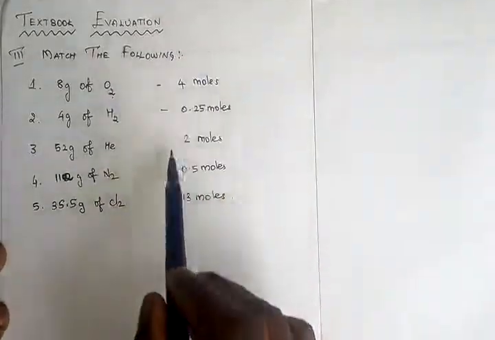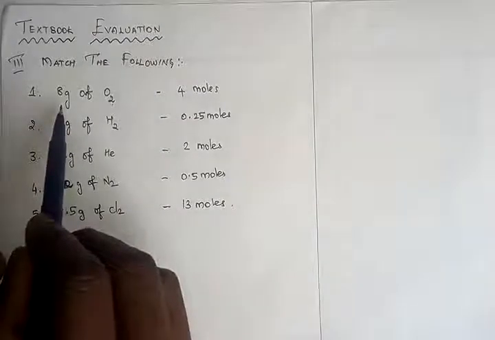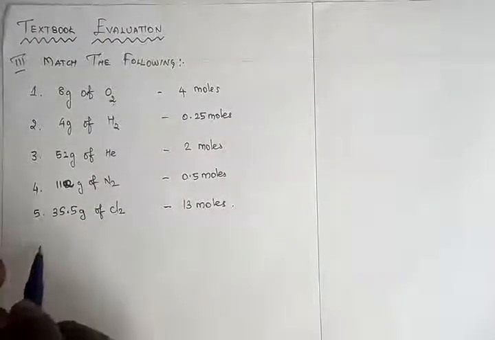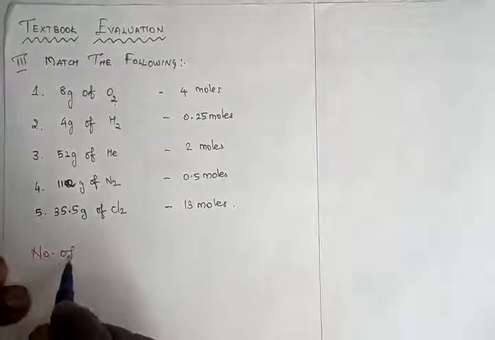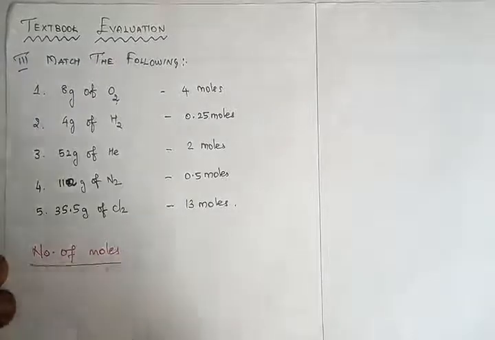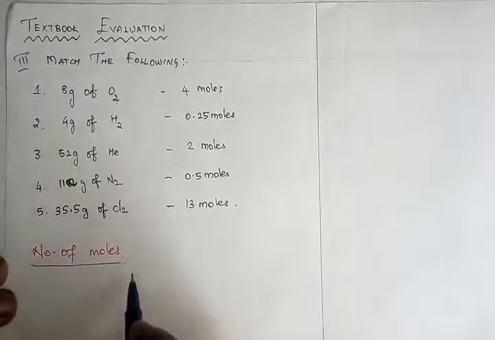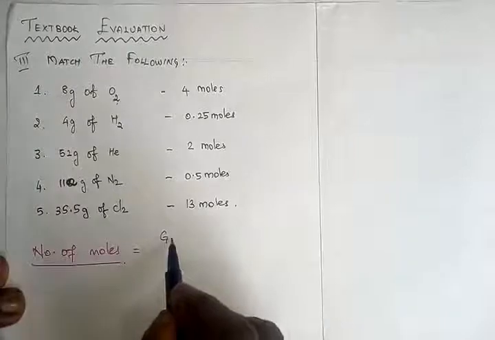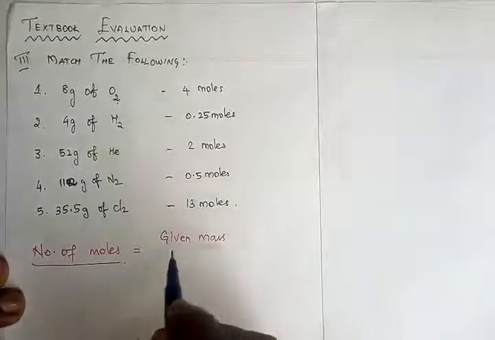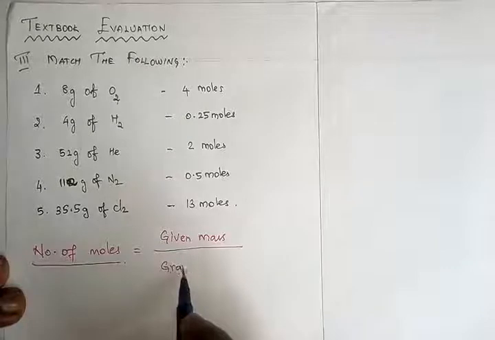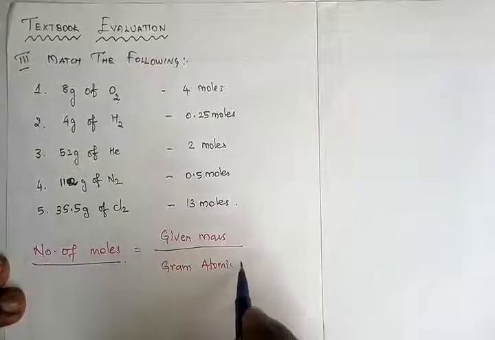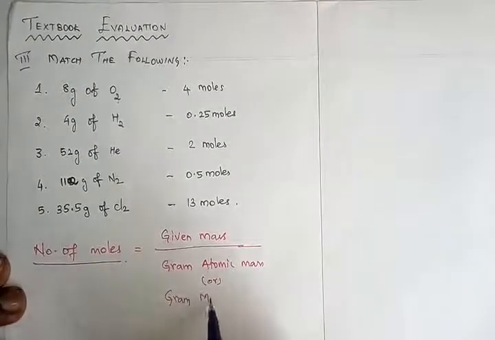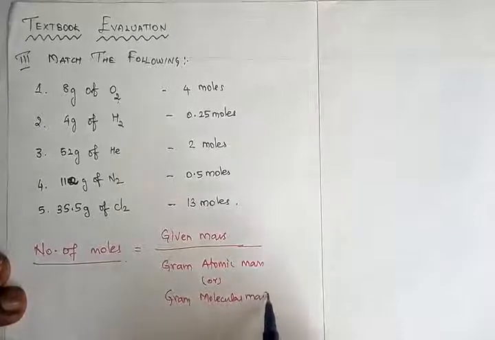What we need to do is, the mass is given, we have to find the number of moles. That is the answer we want to find out. How do you calculate the number of moles if the mass is given? The number of moles is given mass divided by gram atomic mass for an atom, or gram molecular mass for a molecule.